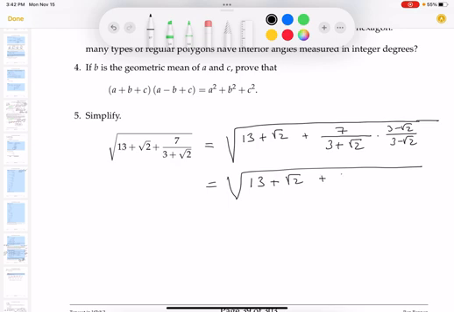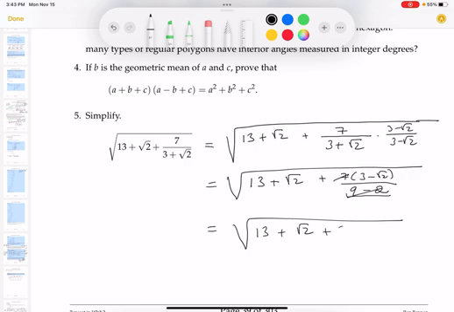And you get plus 7 times 3 minus root 2. And on bottom, what would you get? It's a conjugate, right? So you get 9 minus 2. Let's keep going. This is 13 plus root 2. 9 minus 2 is 7. And so 7 cancels 7. So what am I left off with? Plus 3 minus root 2.